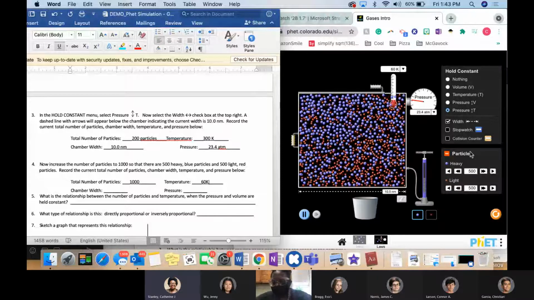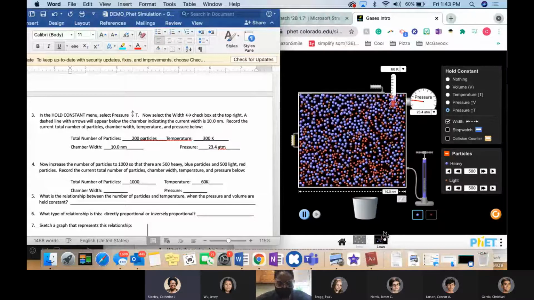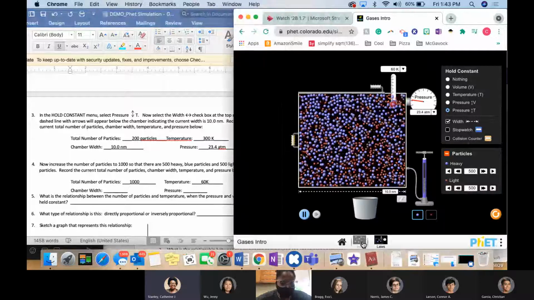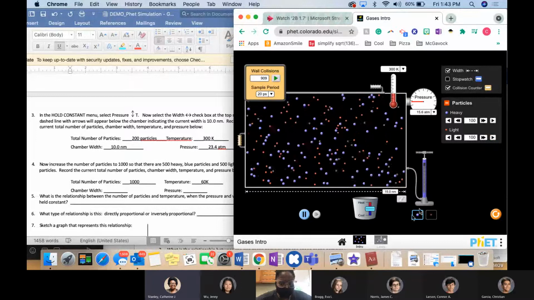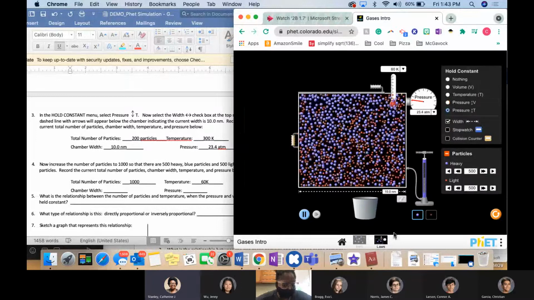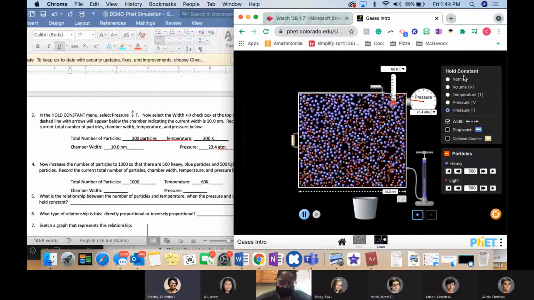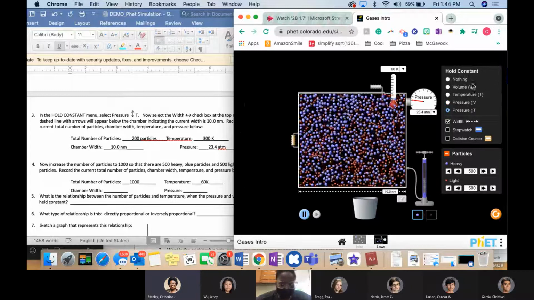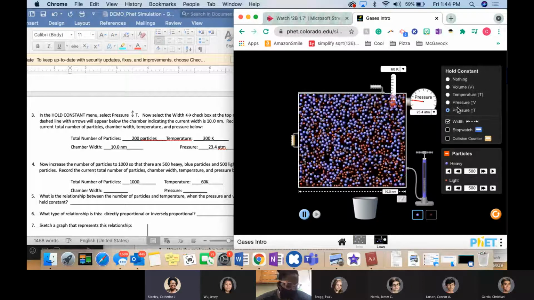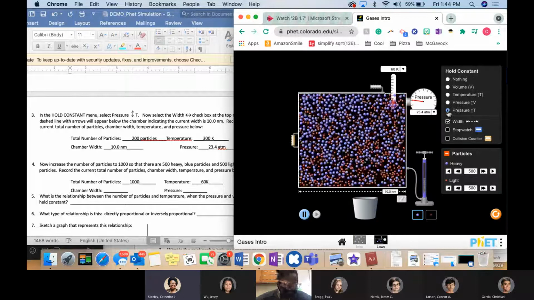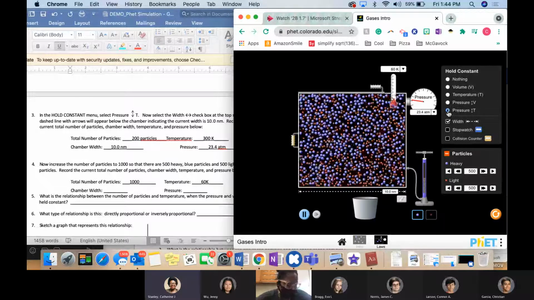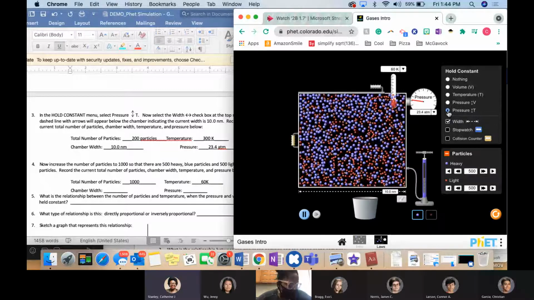How do you open it? No big deal. Down here, make sure you're in Laws at the bottom. Because if you're still in Intro, you won't see that. So make sure you're in Laws. And then you'll see something that says hold constant. It'll have five things there. And you want to make sure you have pressure with the T selected.